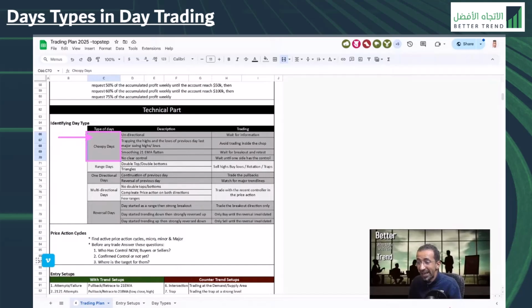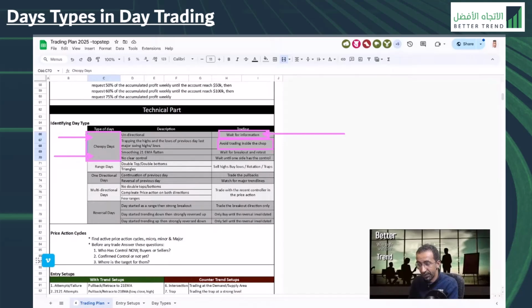So choppy days, it happens, so I need to know how to trade this difficult day. By waiting for information. There is a lot of waiting that you have to pay attention to. Avoid trading inside the chop. So you have to define where the chop area is, so you don't trade within that area. Wait for a breakout and retest. Wait until one side has the control.